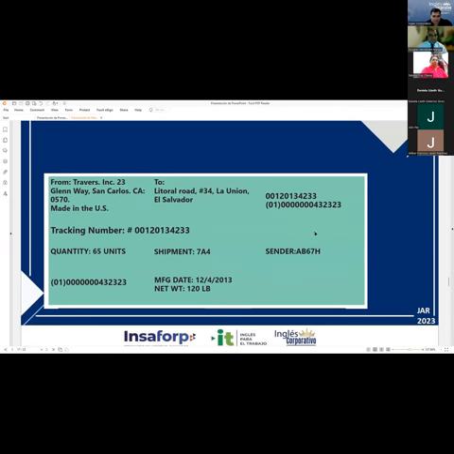Let's look over here. For me, this is Chinese, only numbers without importance. But for some people, they are important. From Travers Inc. 23. From Monsters Inc. 23. Now Monsters Inc., not teacher. Travers, okay. Glenway, San Carlos, California. 0570, made in the USA. Tracking number, quantity 61 units, shipment. Okay, you're going to send it to Littoral Road, number 34, La Union, San Salvador.